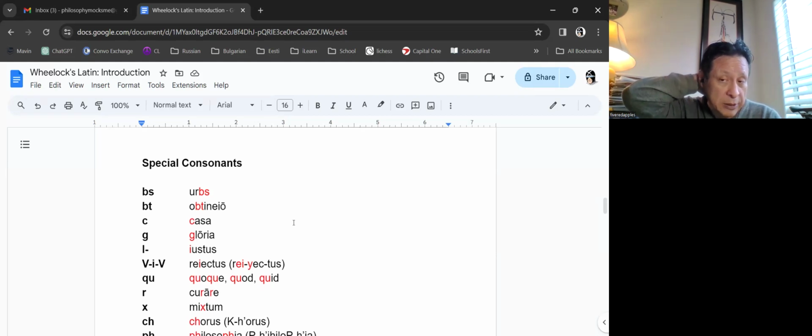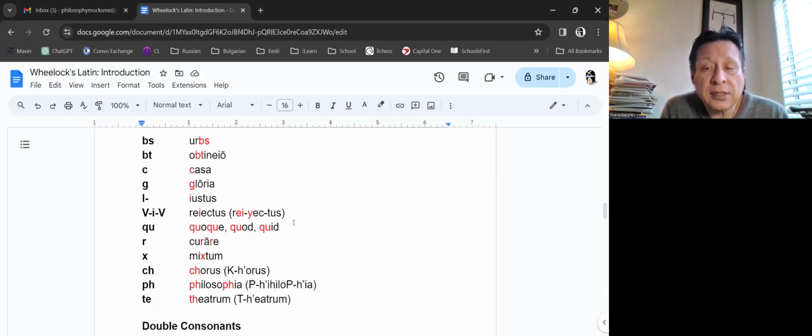Special consonants. I say special because Wheelock says kind of the same thing, meaning that the rest of the consonants are like English. So there's nothing really to teach you. If you see them, just pronounce them like English, unless you have reason not to, and these are the reasons not to.